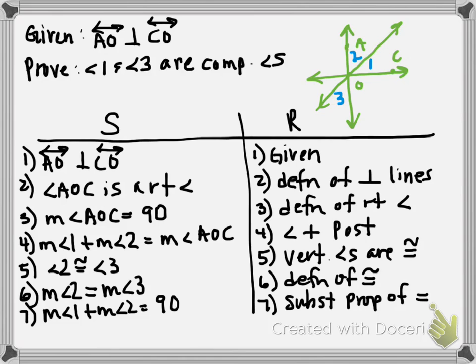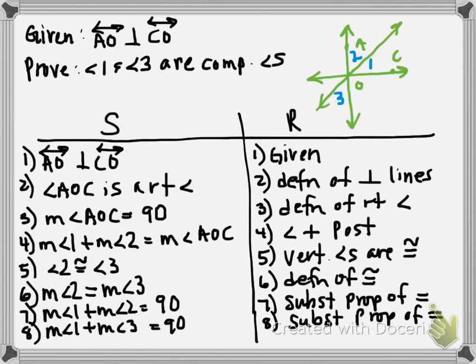All right, so I've got 1 and 2, but I need 1 and 3. But remember, step 6 says measure of angle 2 and measure of angle 3 are the same. So I can substitute. I get the measure of angle 1 plus the measure of angle 3 equals 90. So again, we've got another substitution. Now, I would never do those two steps simultaneously, ever.